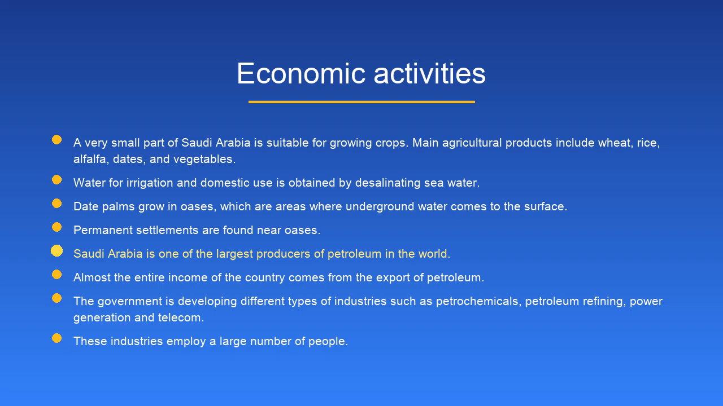Saudi Arabia is one of the largest producers of petroleum in the world. Almost the entire income of the country comes from the export of petroleum. The government is developing different types of industries such as petrochemicals, petroleum refining, power generation and telecom. These industries employ a large number of people.